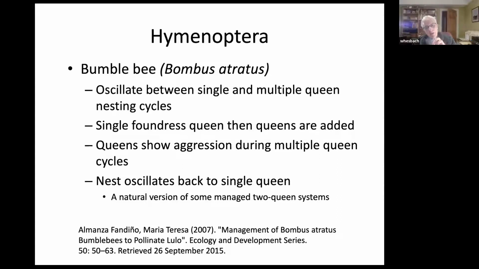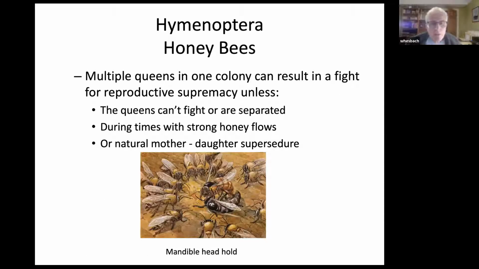Right, and so I have a little note down there that's sort of a natural version of some managed two queen systems, and I'll talk a little bit more about that as we get going. So then in this particular piece, I'm going to talk about how multiple queens in one colony for honeybees is not normally a good thing, and it can result in a fight for reproductive supremacy.